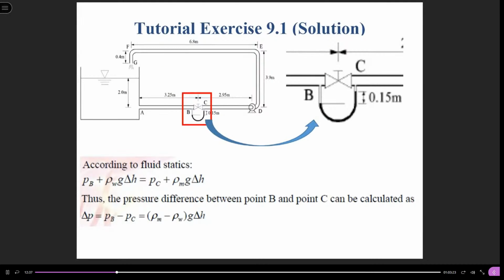For this question, to find the resistance coefficient of the valve between points B and C, write the pressure balance equation of the fluid in the U-type piezometer according to the fluid statics, and this equation can be obtained, right?